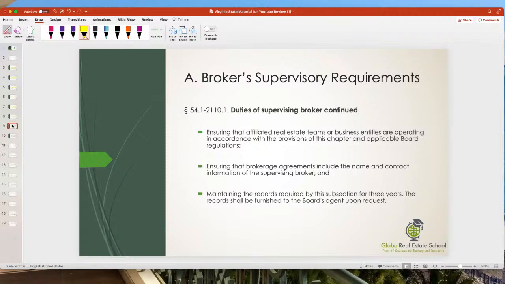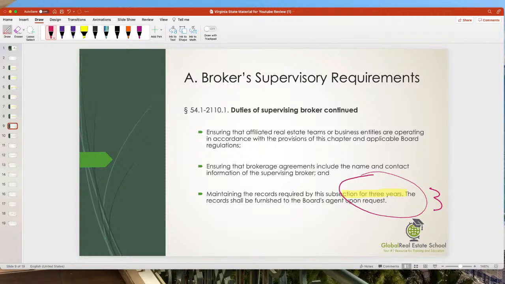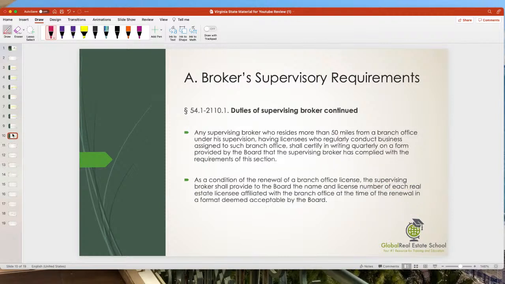Very important point here, and I'm going to highlight this and circle it, because this could be an exam question. For how many years? 3 years. So don't forget that. You need to keep those records and have those available upon request for a minimum of 3 years. So don't forget that. Definitely could possibly see that on the exam.